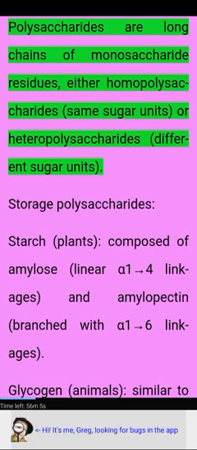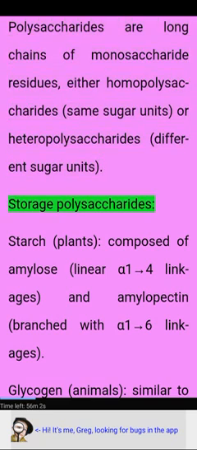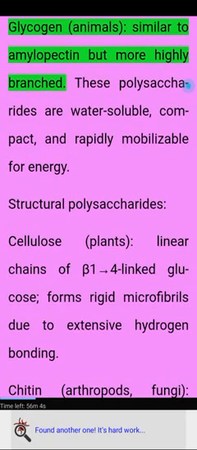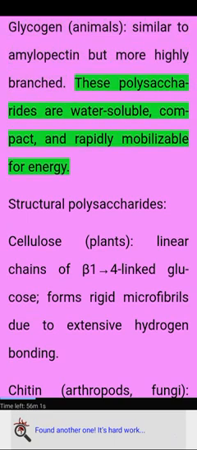Polysaccharides are long chains of monosaccharide residues, either homopolysaccharides, same sugar units, or heteropolysaccharides, different sugar units. Storage polysaccharides. Starch, in plants, is composed of amylose, linear with alpha 1→4 linkages, and amylopectin, branched with alpha 1→6 linkages. Glycogen, in animals, is similar to amylopectin but more highly branched. These polysaccharides are water-soluble, compact, and rapidly mobilizable for energy.